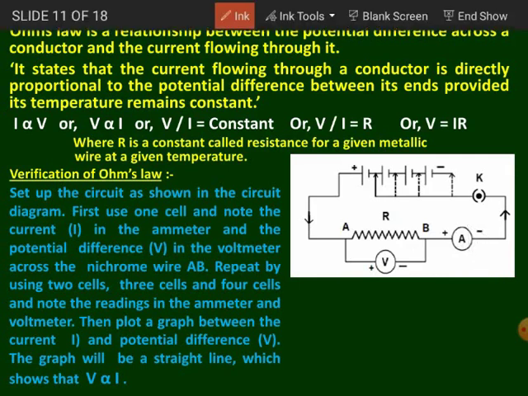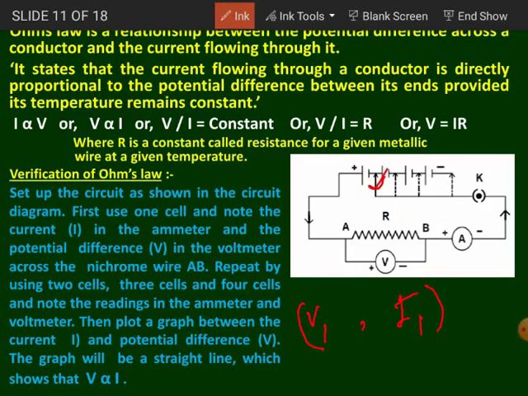So you will have a pair of V and I. For the first one you note down V1, and for the ammeter you note down I1, for when you use only a single cell in the circuit like this. Got it? And then you make this an ordered pair. We need to plot it later on, okay.